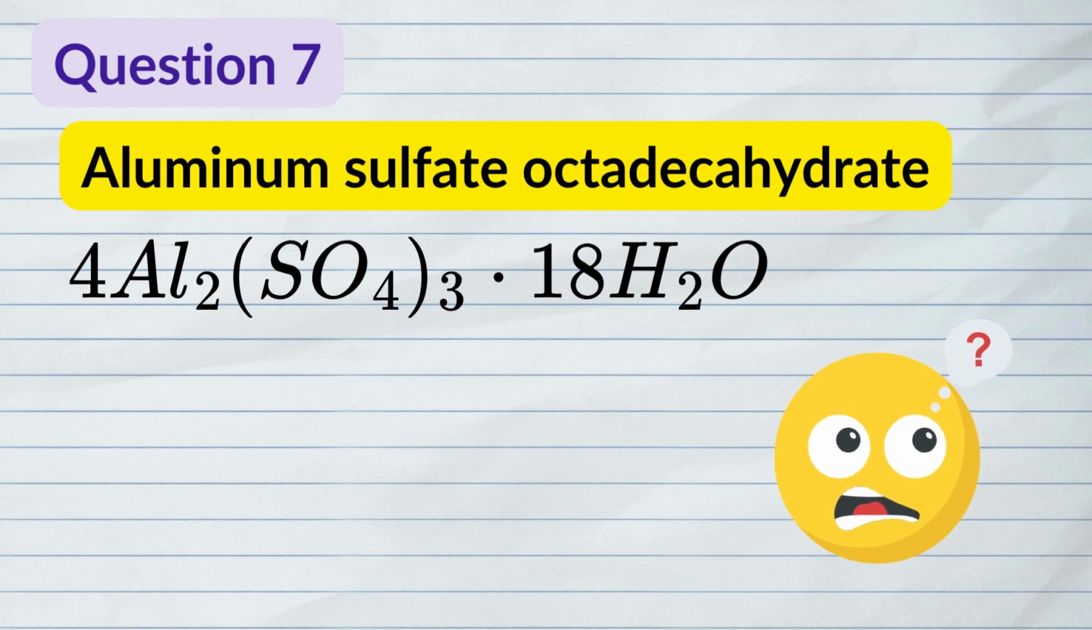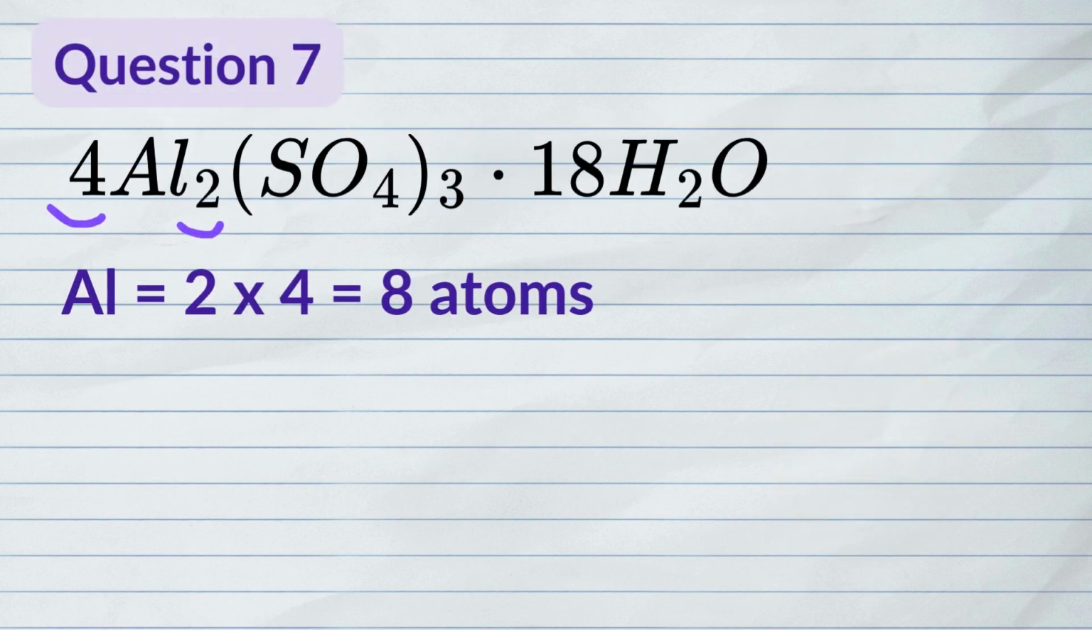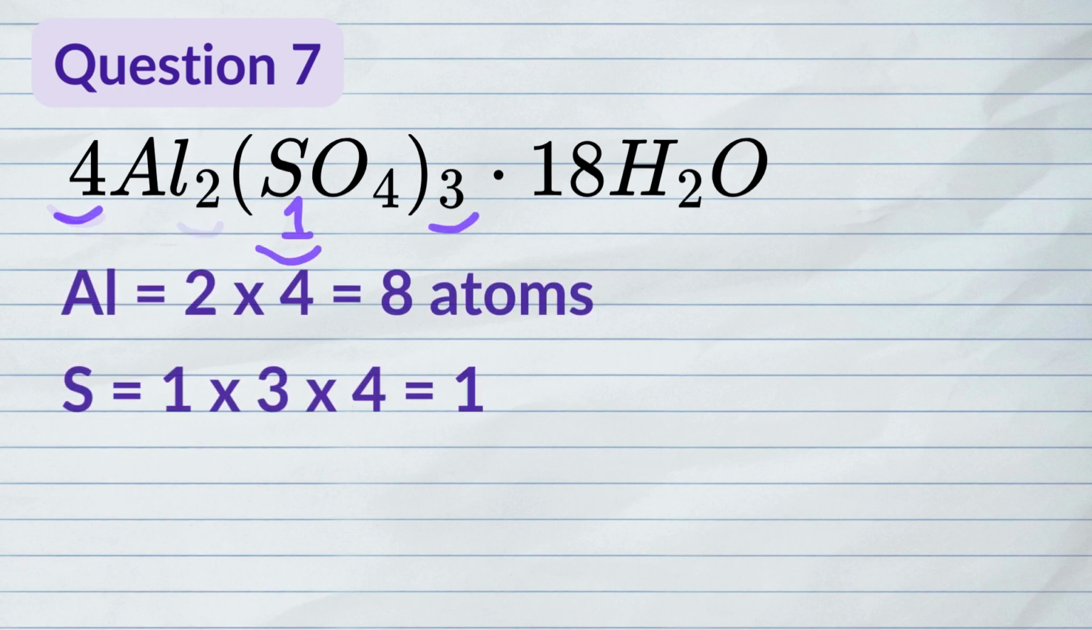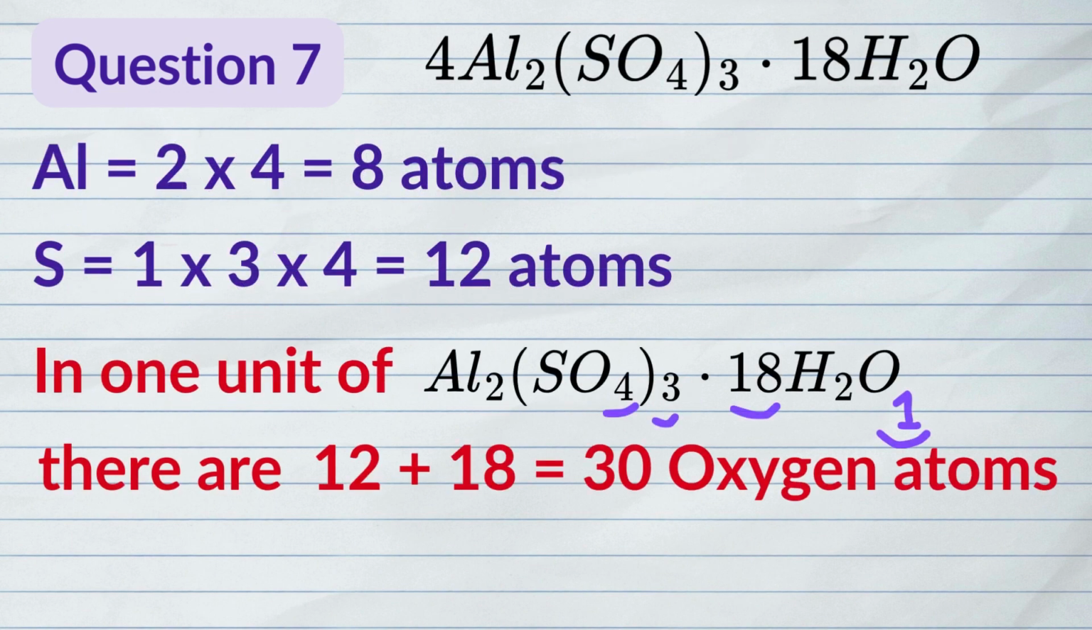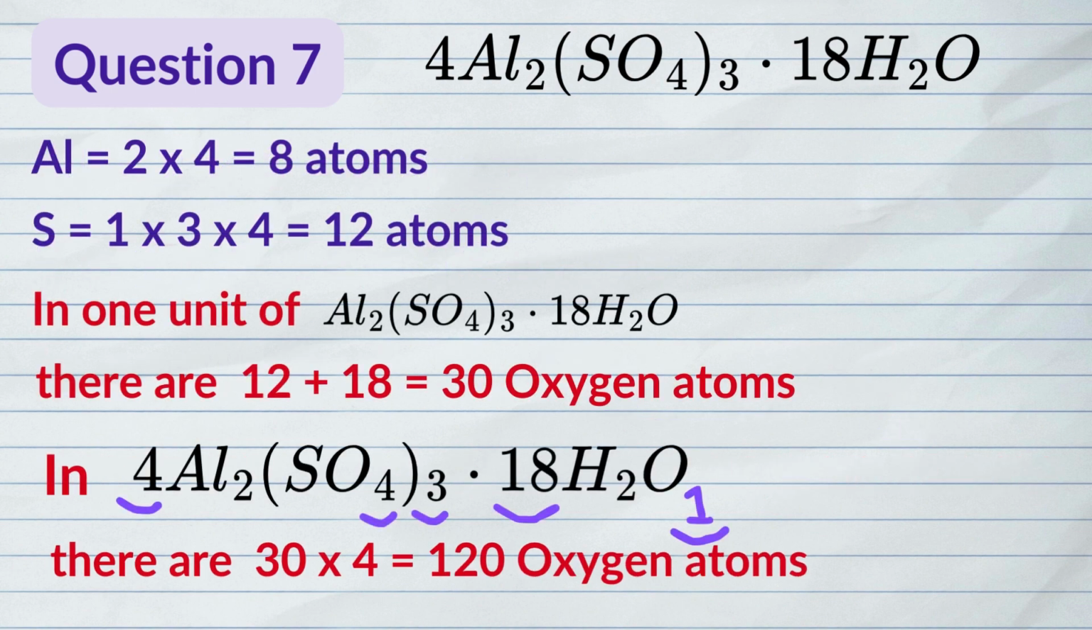Question 7. Aluminum sulfate octadecahydrate, 4Al2(SO4)3·18H2O. There are 4 molecules of aluminum sulfate octadecahydrate here. So aluminum equals subscript 2 times coefficient 4 equals 8 atoms. Sulfur equals subscript 1 times subscript 3 times coefficient 4 equals 12 atoms. In 1 unit of Al2(SO4)3·18H2O, there are 12 plus 18 equals 30 oxygen atoms. So in 4Al2(SO4)3·18H2O, it will be 30 times coefficient 4, which equals 120 oxygen atoms.